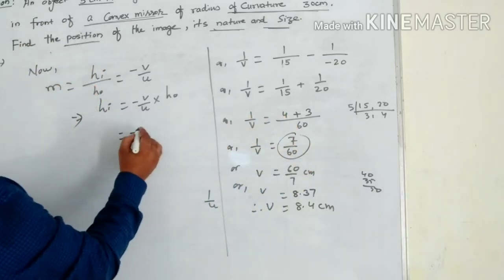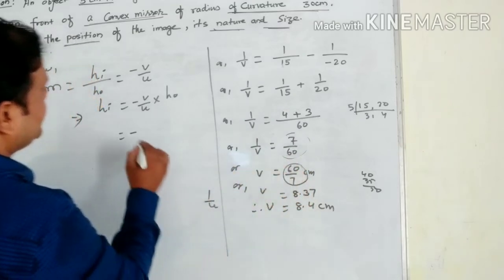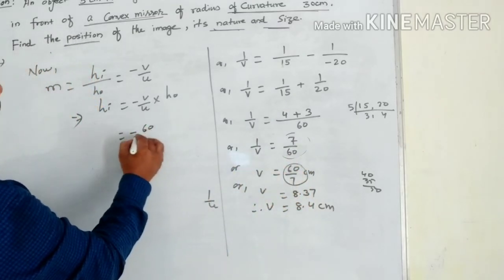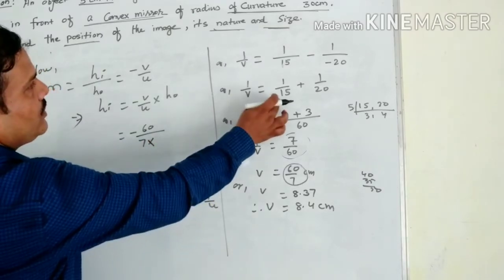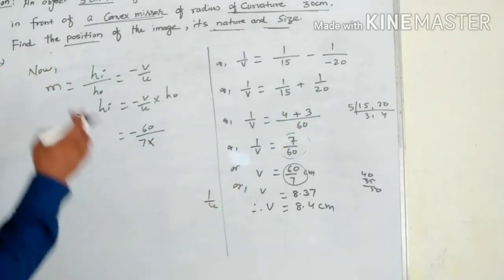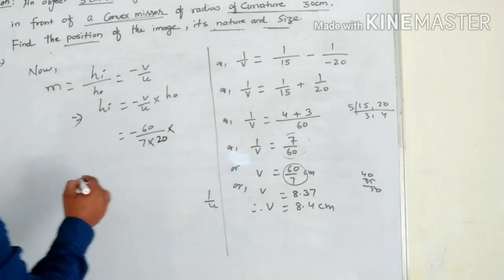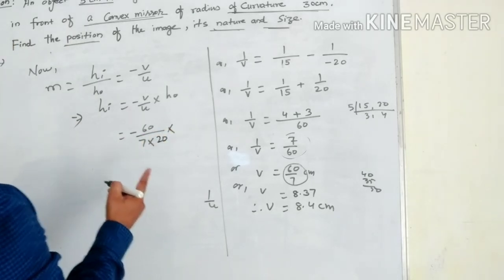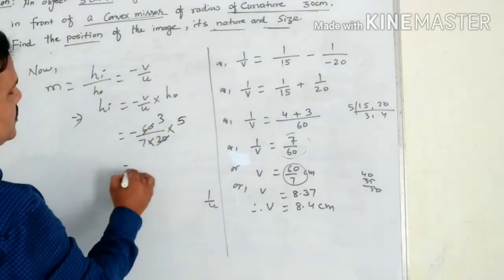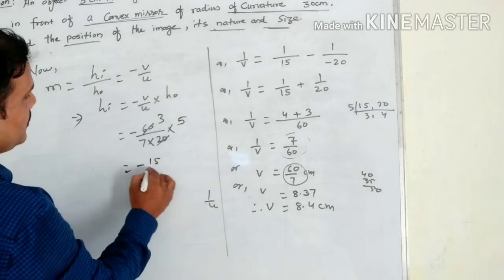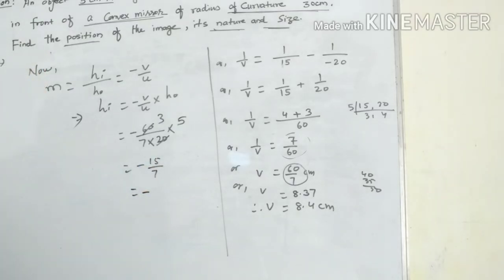So you write v as 60 by 7, and what is the value of u? It is given 20, so you write 20, and into height of object. Height of object is given 5 centimeters, so write 5. 12 3s are 60, so it is minus 15 by 7.